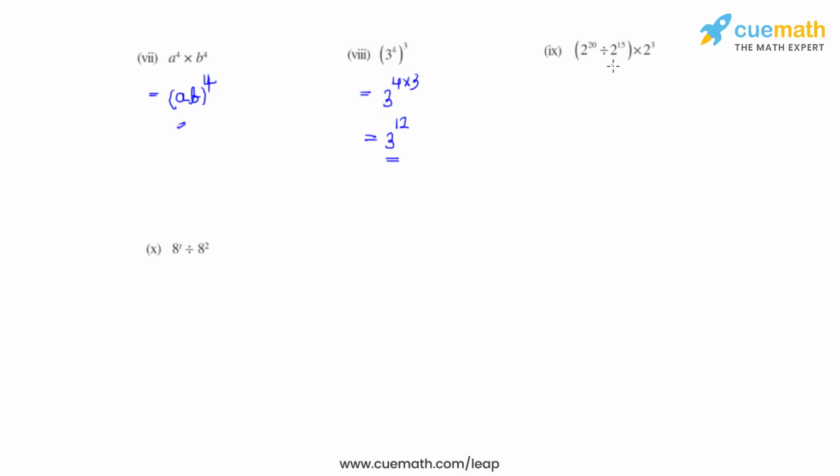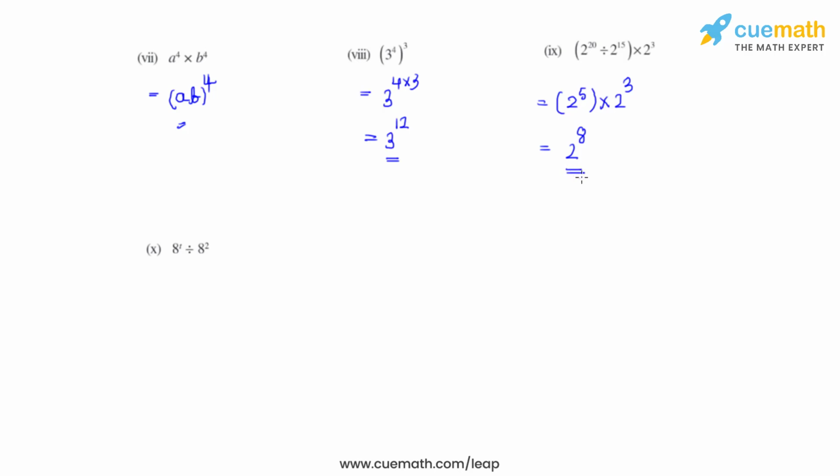Coming to the ninth bit, we'll first make use of the quotient law and we'll simplify the terms inside the brackets. So that will give us 2 raised to 20 minus 15, because there is a division here, bases are same, powers are different. In quotient law the powers get subtracted. 20 minus 15 will give us 5. And this is multiplied to 2 raised to 3. Here we will be using the product law of exponents, keeping the same base, the powers will get added. 5 plus 3 is 8, and so we get the answer as 2 raised to 8 for the ninth bit.